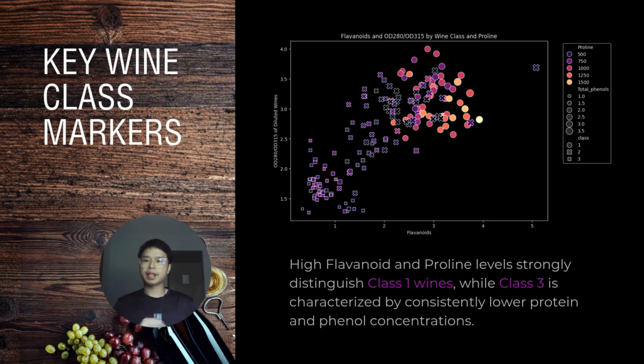And then is the key wine class markers. As we can see here is a scatter plot, and this scatter plot also uses the four important attributes. The scatter plot identifies that high flavonoid and proline levels strongly distinguish the class 1 wines, while class 3 is characterized by consistently lower protein, which refers to OD280 over OD315, and phenol concentrations. And lastly, class 2 is moderate in every attribute except that proline is low.